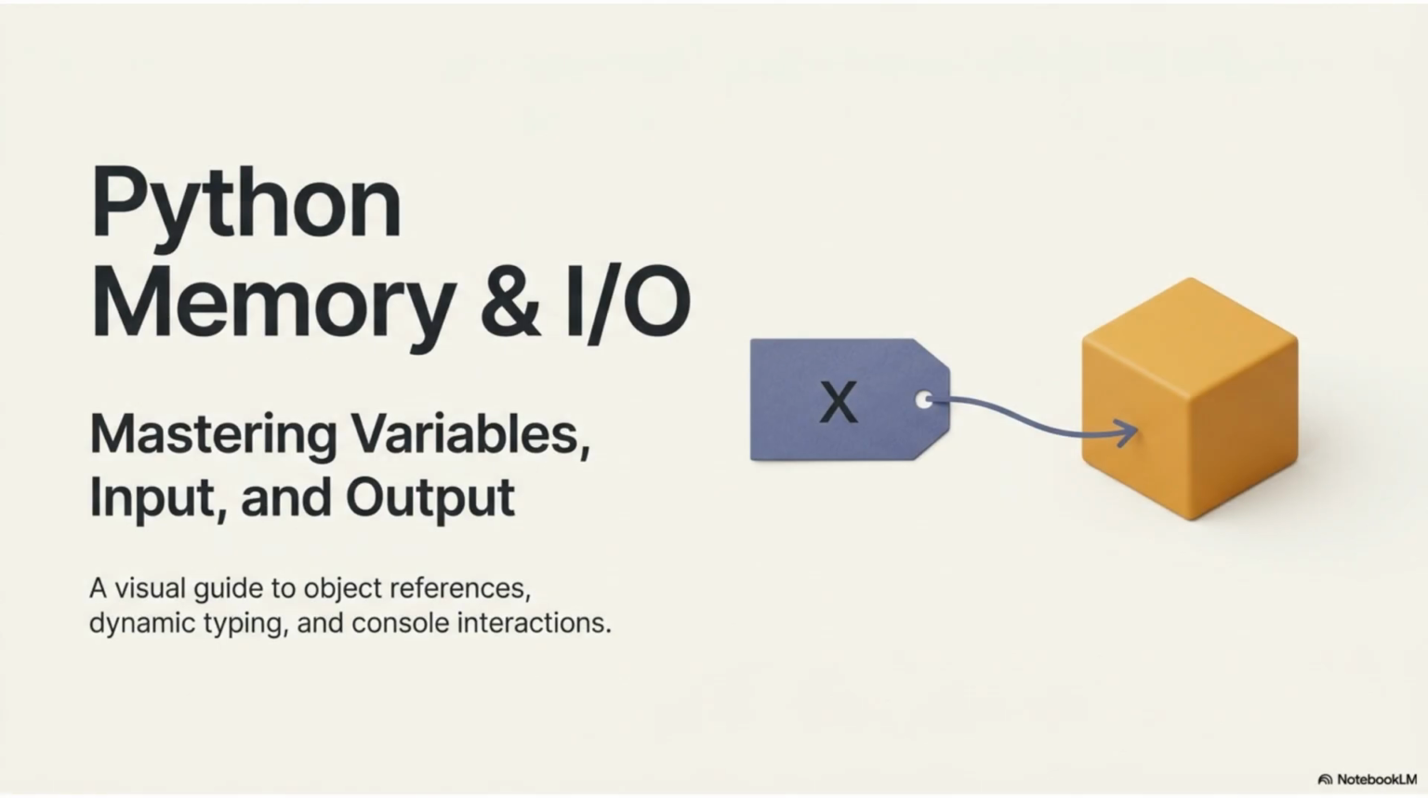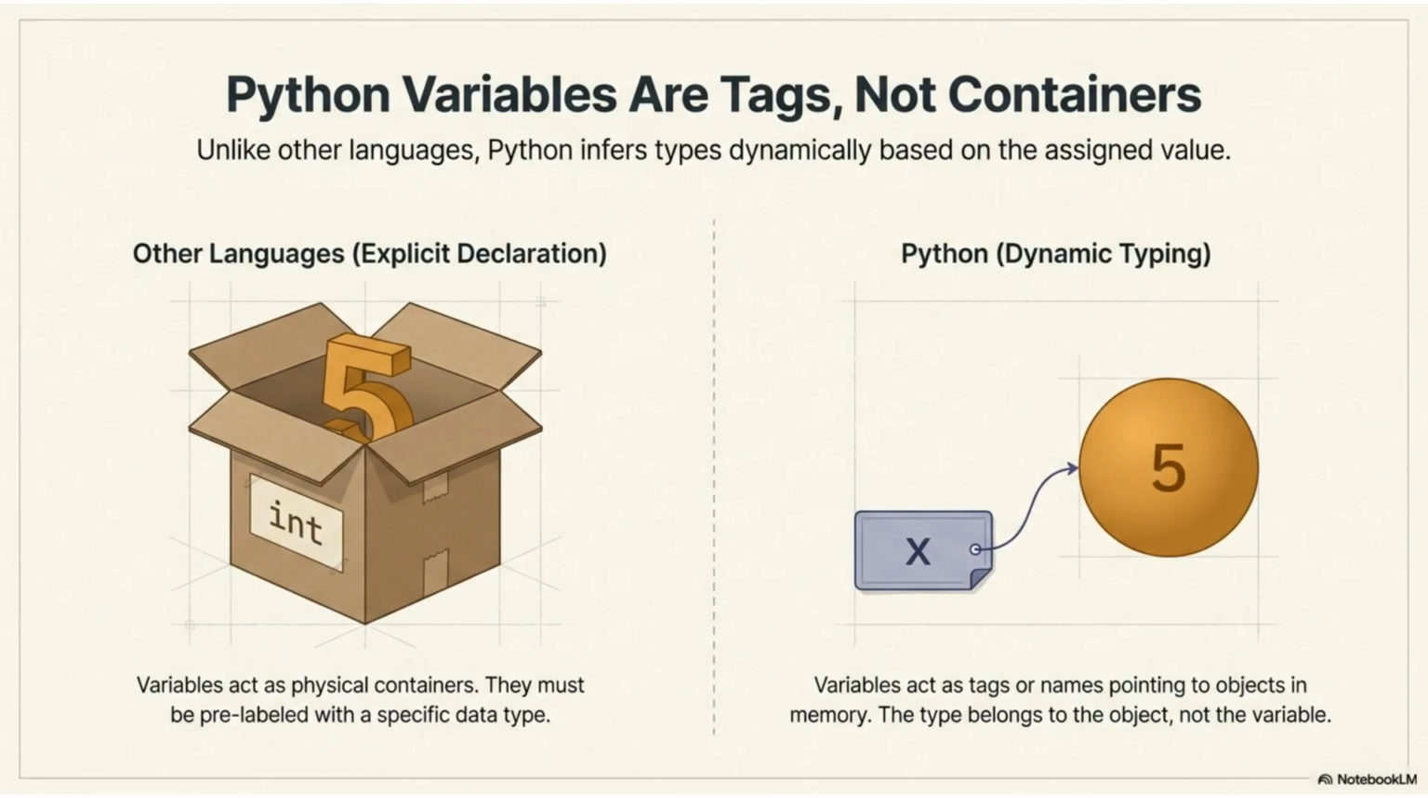Welcome to this video guide on Python memory and I/O. We'll be exploring how Python manages variables, object references, and handles console input and output. Unlike languages that use containers, Python uses a tag-based system. Variables in Python are simply names that point to objects in memory. The object itself holds the data type.